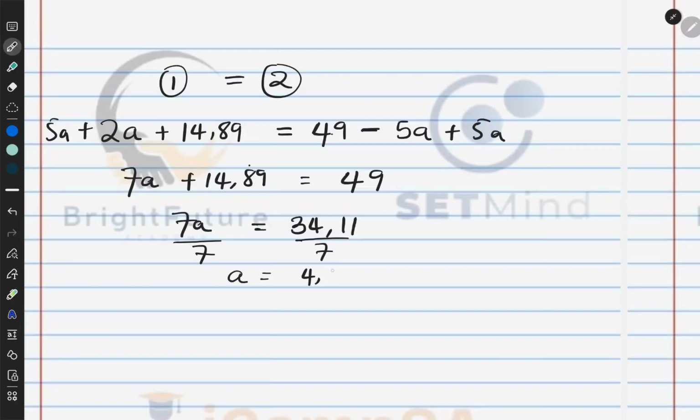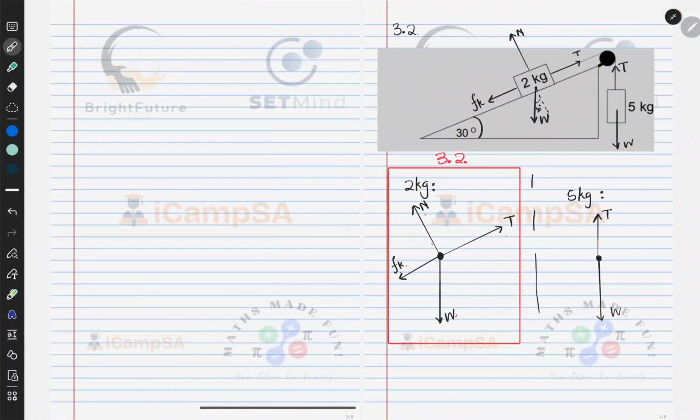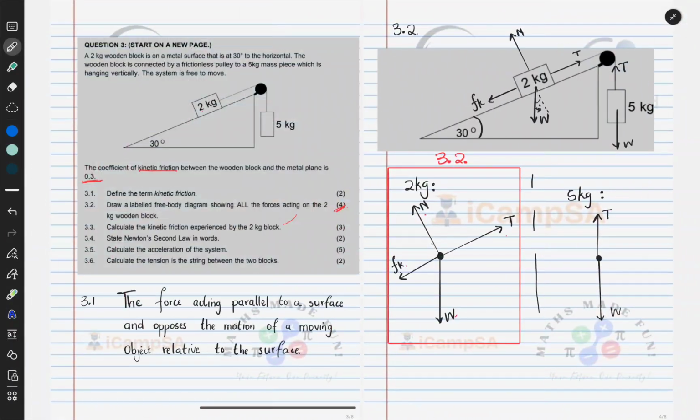I get 4.87 meters per square second. So that's our acceleration of this entire system.